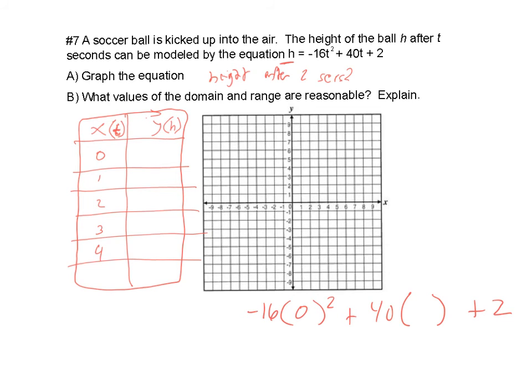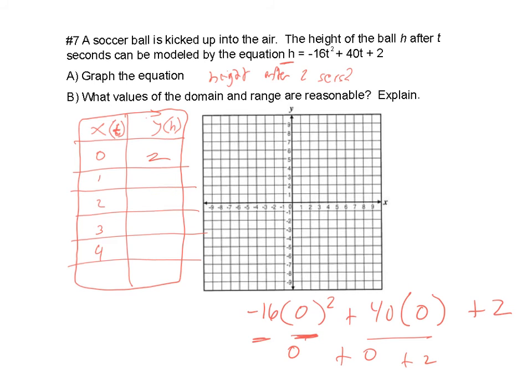All right, let's do 0. If I put 0 where both those t's are, because remember the t's are the x's, 0 squared is 0, times negative 16 is just 0. 40 times 0 is 0 plus 2. So we get 2, right?